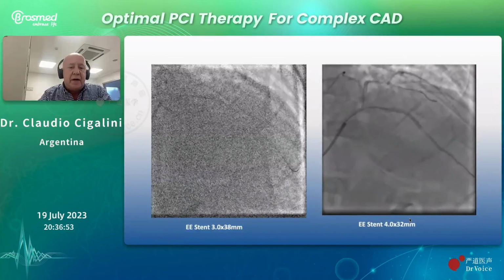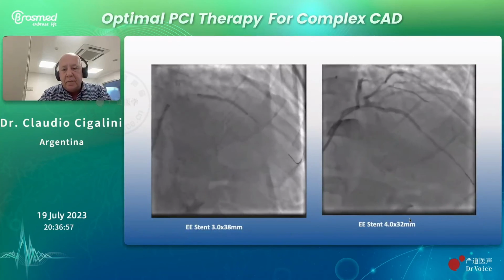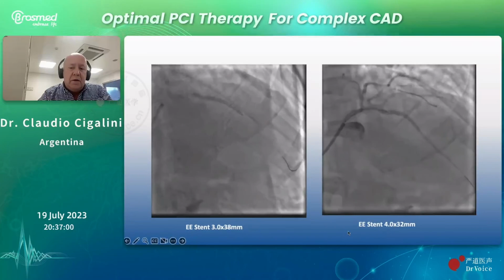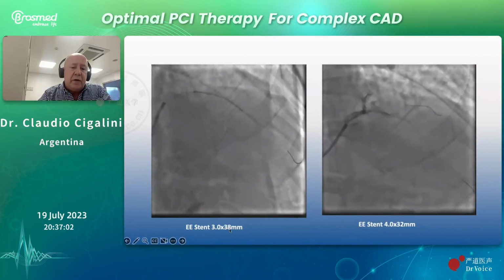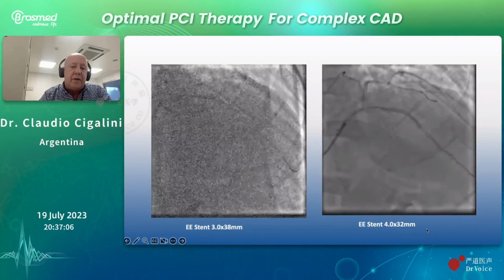After that, we implanted 2 everolimus eluting stents. The distal 3.0 by 38 millimeters, and the proximal 4.0 by 32.